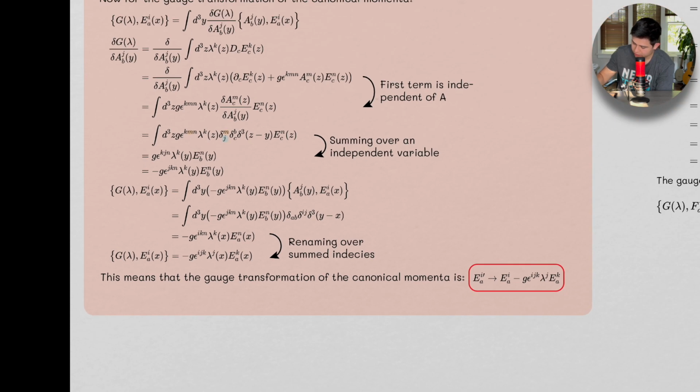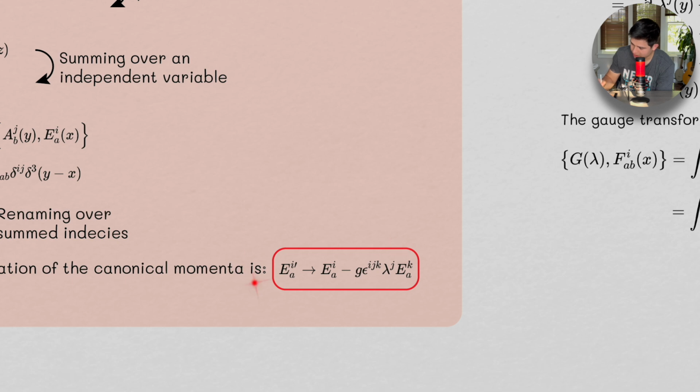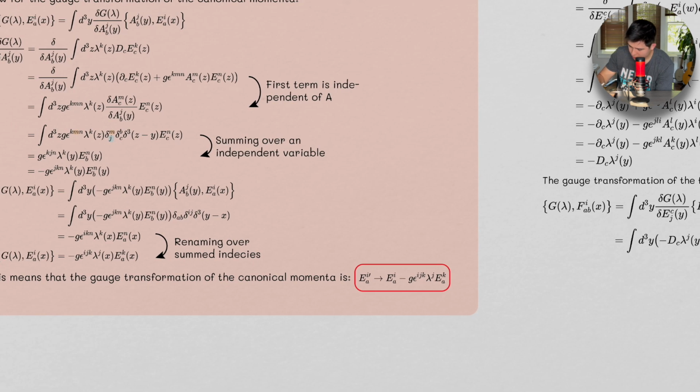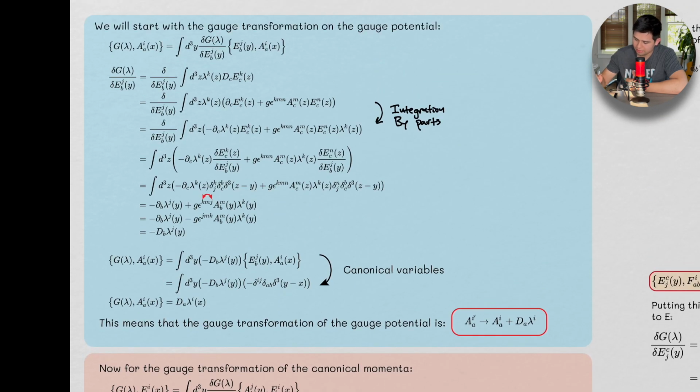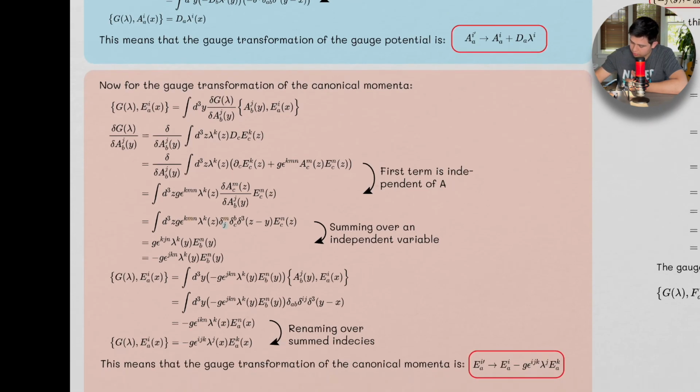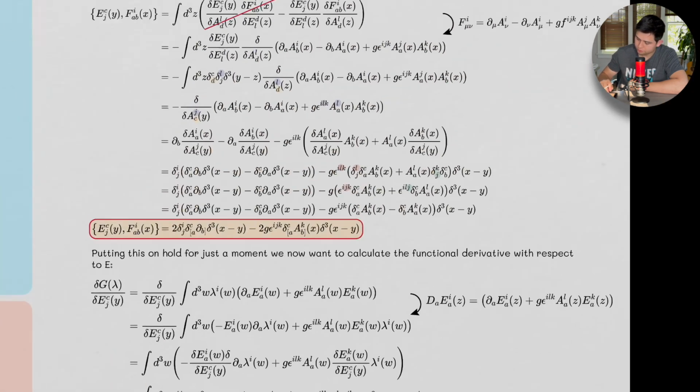This means that our gauge transformation of the canonical momenta is this guy right here. All right. So just for the sake of timeliness, because I don't want this to go on too long, I really just do the same exact thing as I did up here, down here. And I make notes on the sides of how I get from one step to the next. All right.